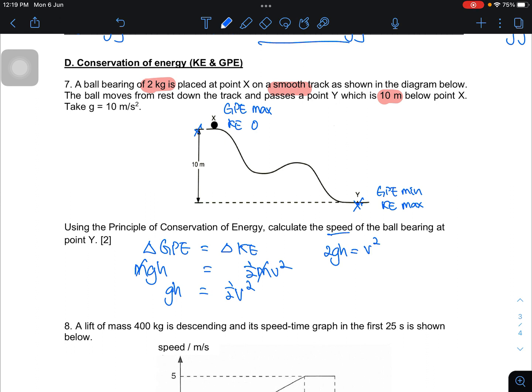But the question wants to find v, not v squared. So how do I find v? I'm going to make v the subject now. To find v, I need to square root the entire term. Square root 2gh. So how do I find it? Square root 2 times 10 times what's h? 10. So it's square root of 200. I think it's 14. Square root 200 is 14.142 meters per second. Round it off to 14.1 meters per second.